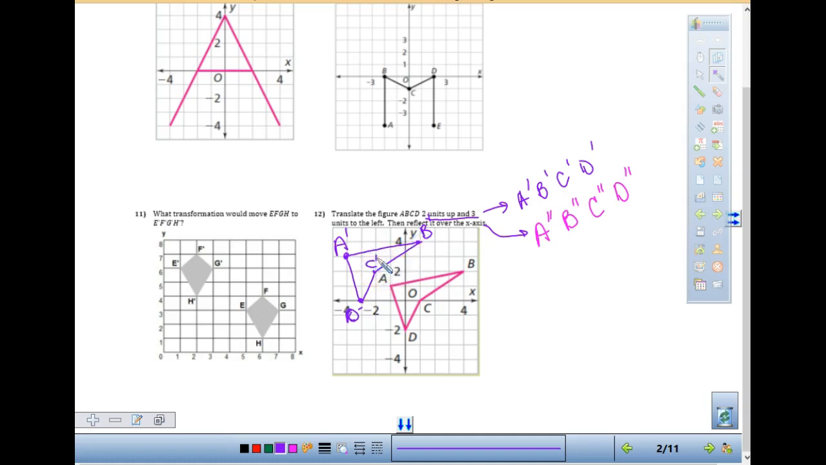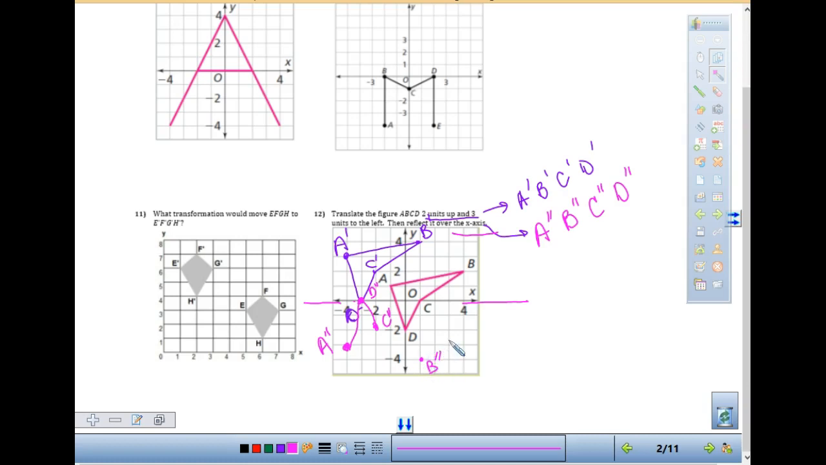If you only had these 2 pictures on yours, you did not finish the problem. It now says to do this last step, which I put up here in pink. The pink says you are now going to take this A, B, C, D that we had in blue and reflect it over the x-axis. Looking at where my point B was, it was up 4, so I'm going to go down 4 to this point, and this is my B double prime.